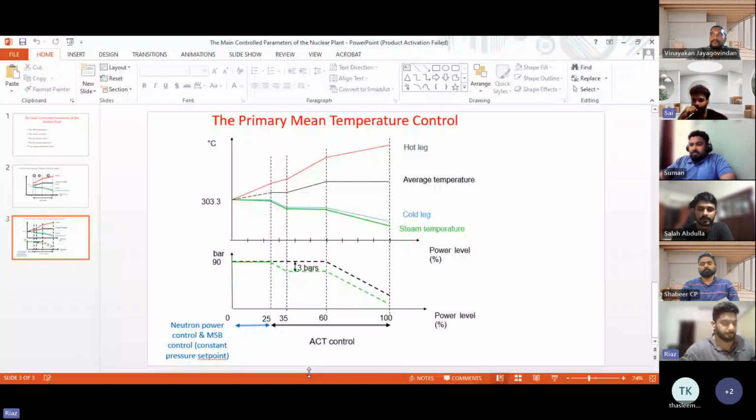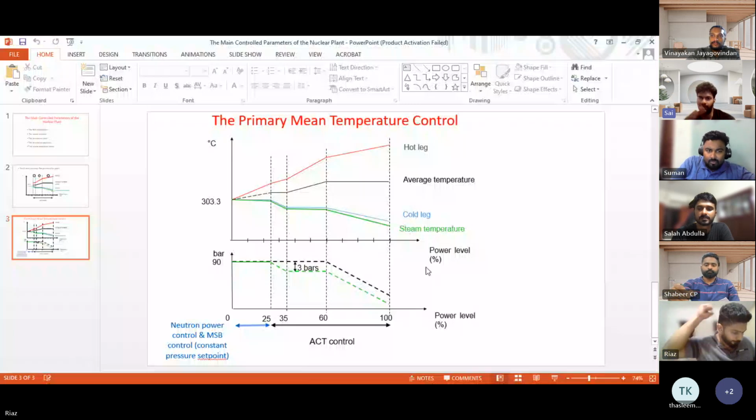Before we close, Riaz, just one more question. For example, let's take the steam generator water level control system. For that there will be only one control channel dedicated to steam generator water level control. I don't know.